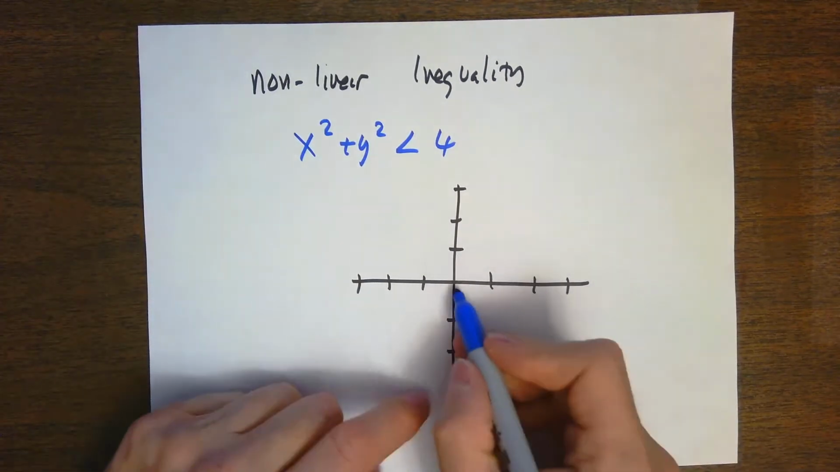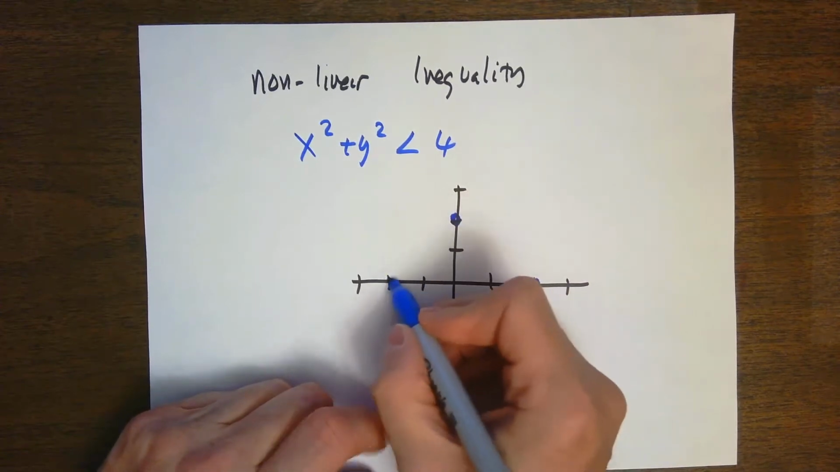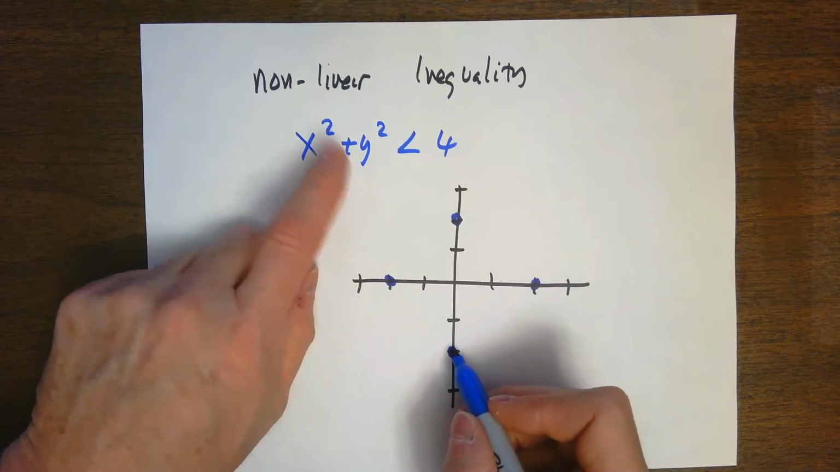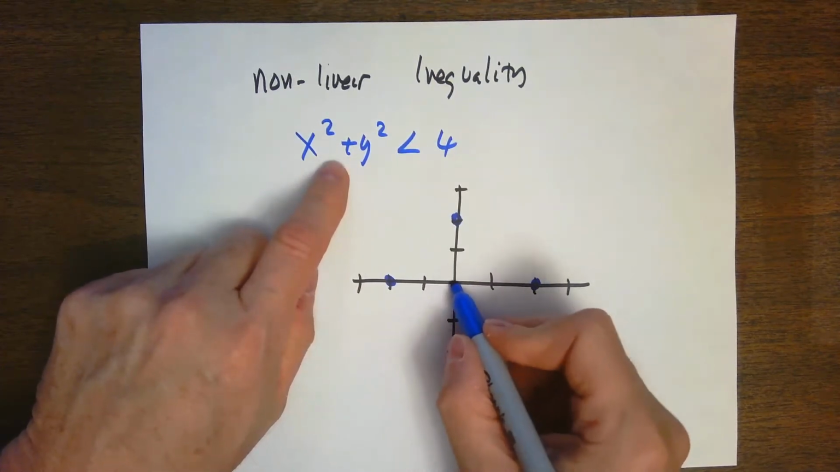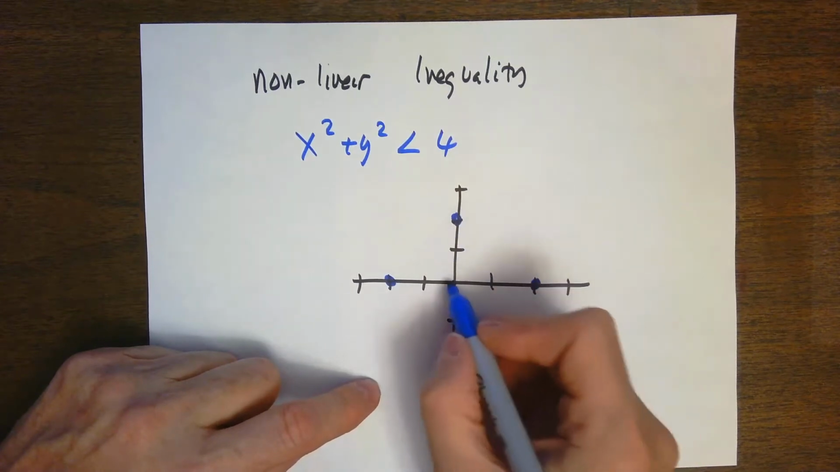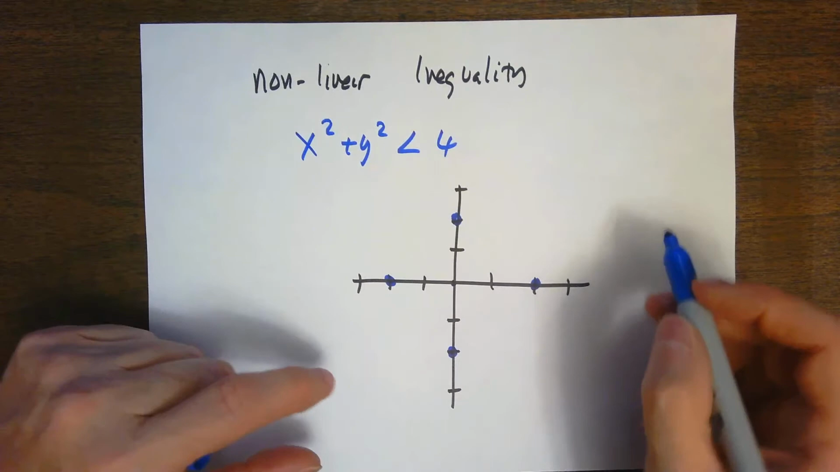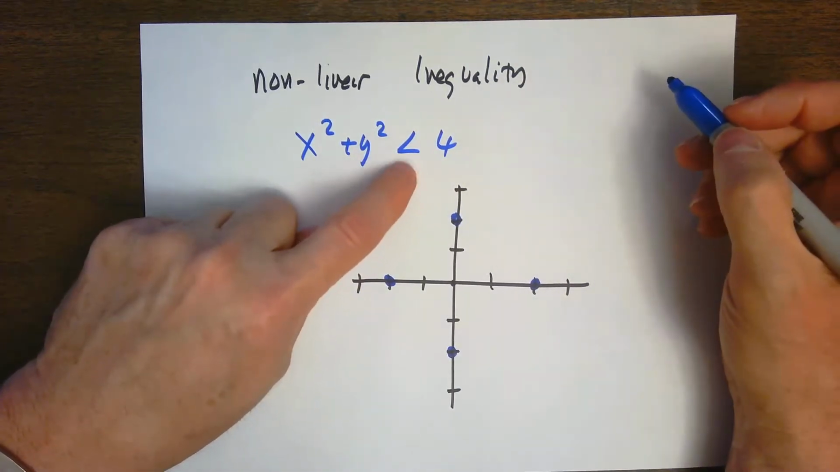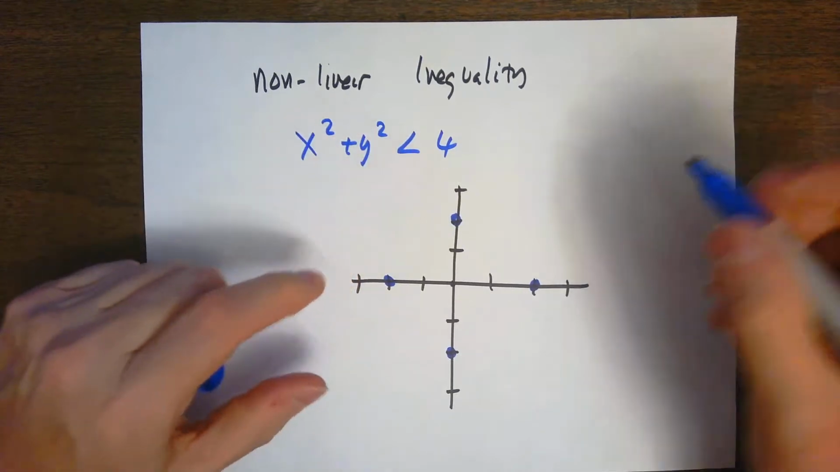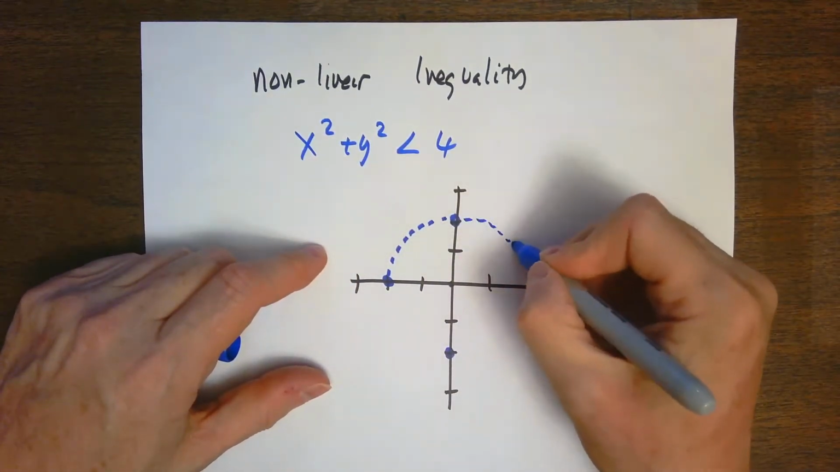So centered at the origin, I'm going to go 2 this way, and 2 this way, and 2 that way, and 2 this way. So the center is the origin right here, 0, 0. And then from that center, I'm going to go 2 to the right, 2 up, 2 left, and 2 down, and then I'm going to connect the dots. But before I do, am I going to use a solid line or a dotted line? This is not or equal to, so I'm actually going to use a dotted line here for my circle.